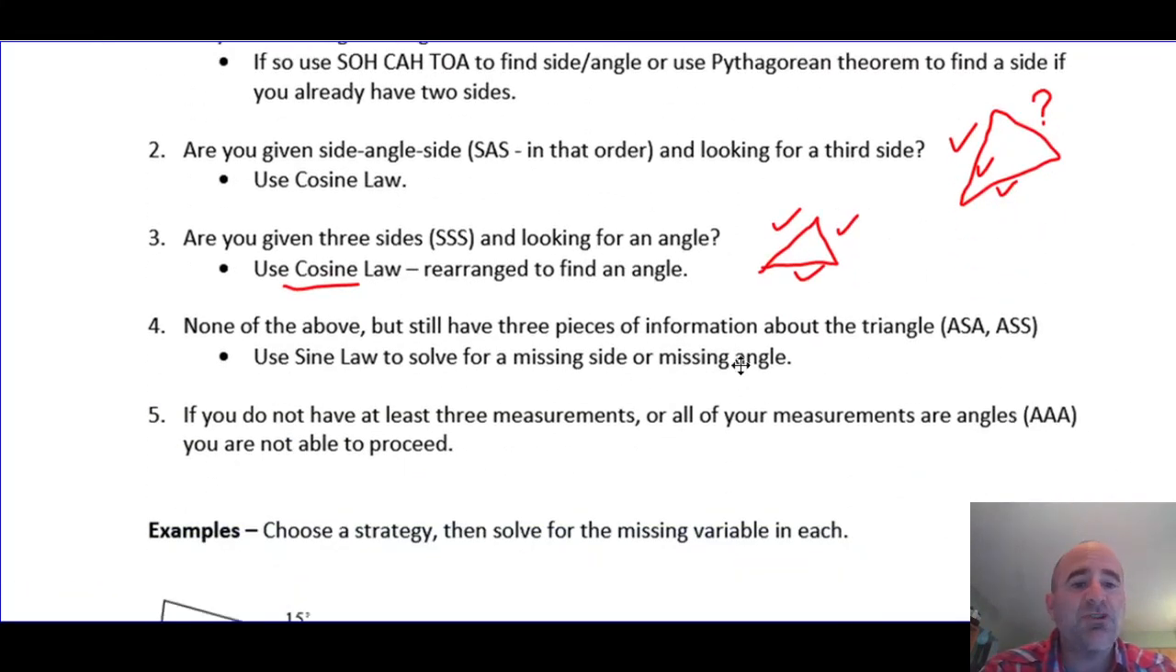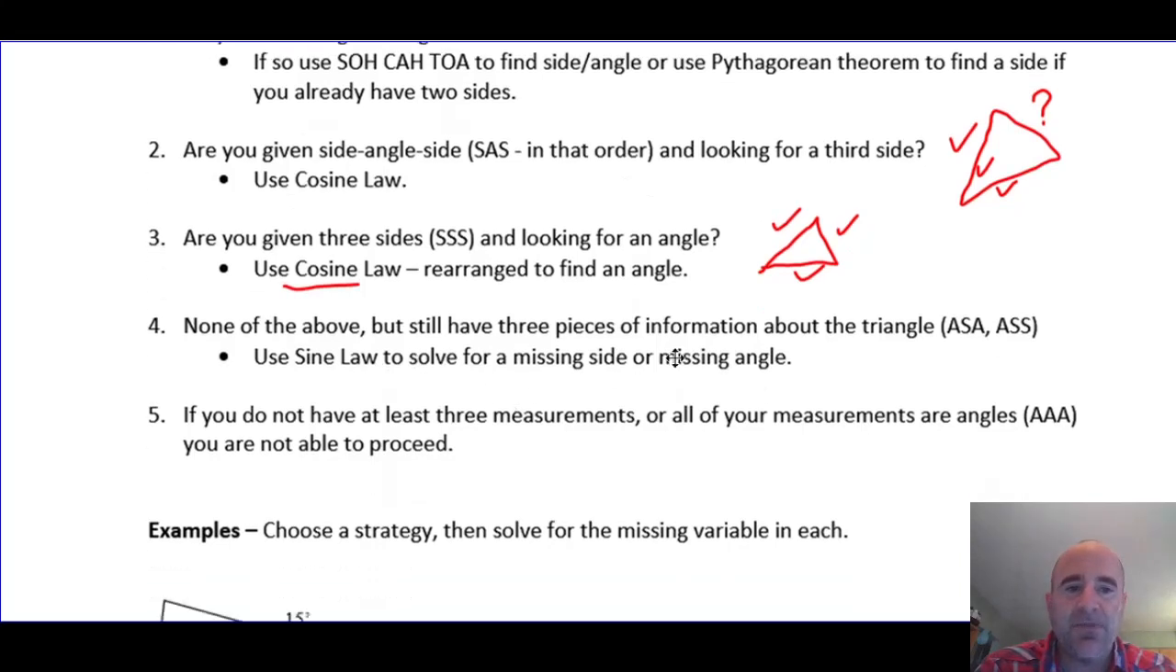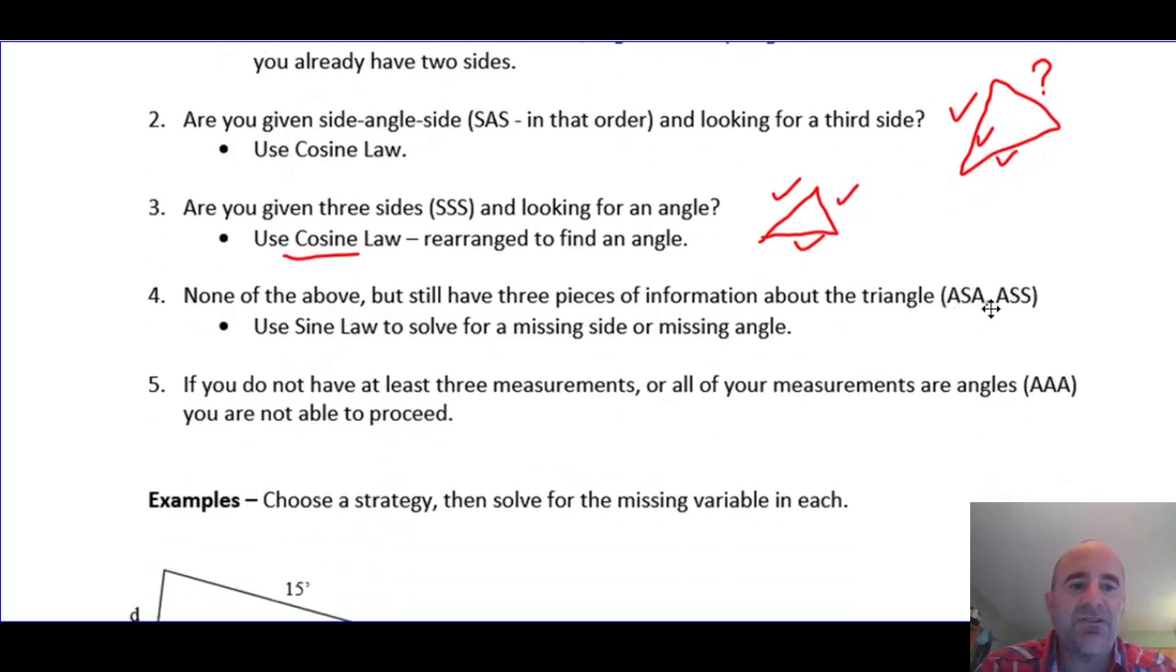Okay, so suppose you don't have that. None of the above here. It's not a right angle triangle. It's not side, angle, side. It's not side, side, side. It is something else. Then try the sine law, okay? Examples of that are angle, side, angle, or angle, side, side. And then the sine law.